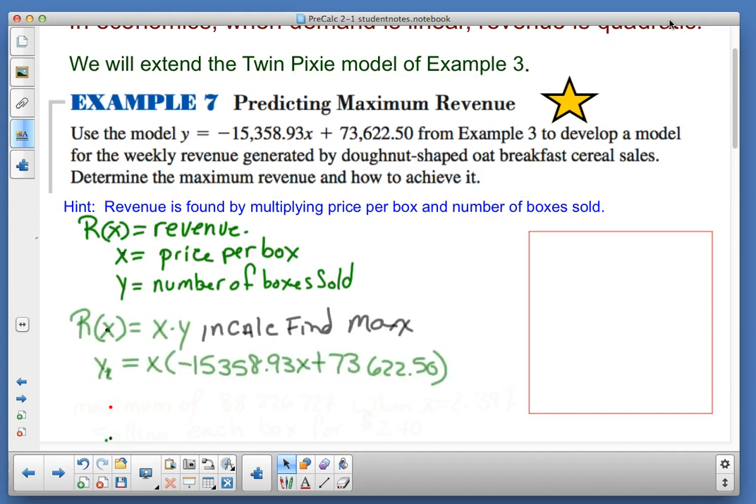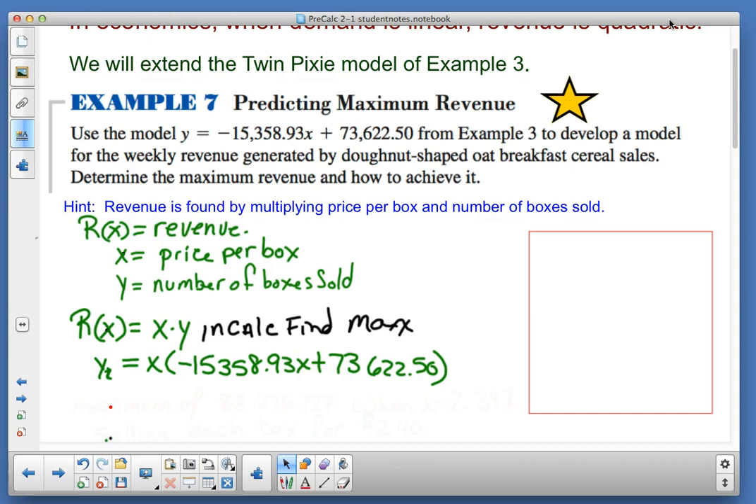So really what I'm thinking about is that my revenue function R of X is going to be X times Y. I'm going to put this in the calculator and find my max in my calculator. I'm not doing it by hand. That's why I was like, hey, remember this? This stuff's in your calculator.